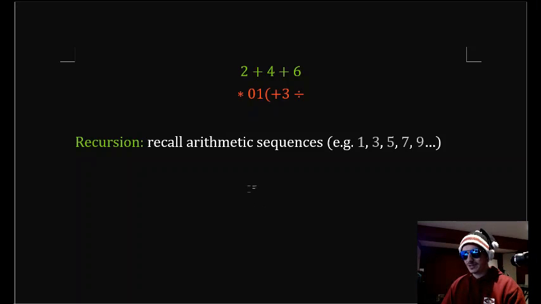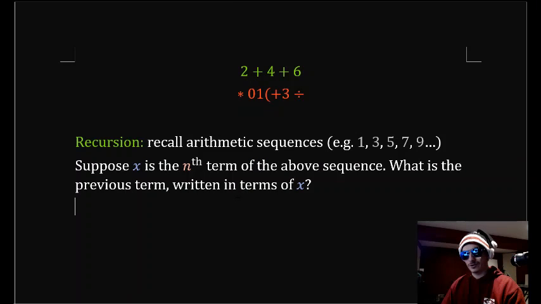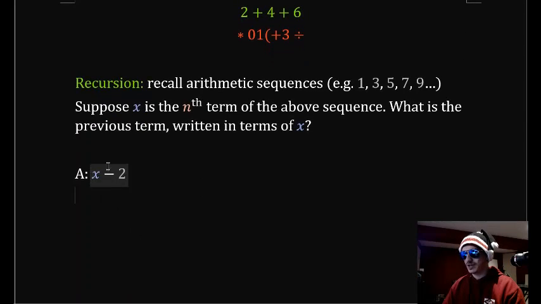Now suppose x is the nth term of the above sequence. What is the previous term written in terms of x? Well, since the sequence increases by 2 each step, it's pretty obvious that the previous term is just x minus 2. And you can pick any number in the sequence and you can verify.